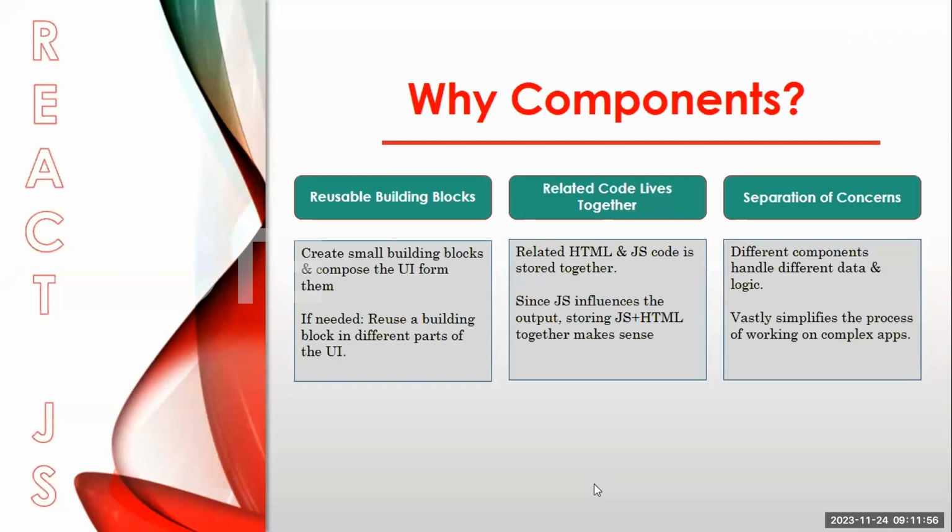Here, related code lives together. Code living together means you build your code by merging two things, HTML and JavaScript. So the HTML and JavaScript code related to each other is stored together in React. Since JavaScript influences the output, storing the JavaScript plus HTML together makes sense.